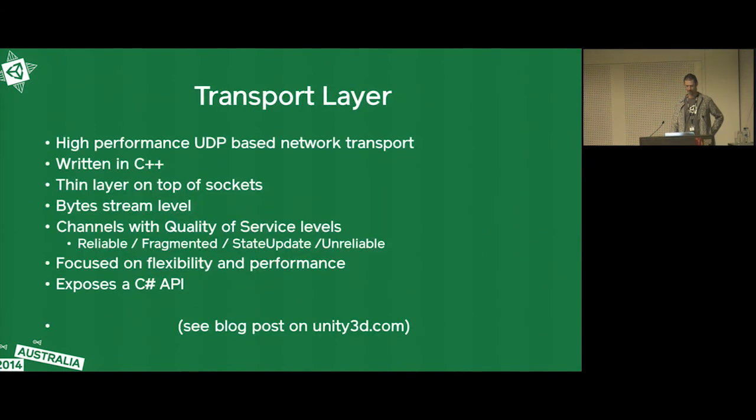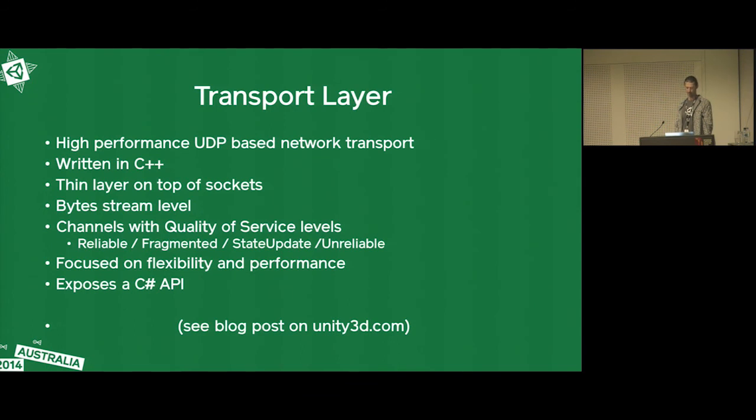So the transport layer is a brand new high-performance UDP network transport layer written in C++ and integrated into the Unity player. It's a socket-like API. It deals with buffers of bytes. It doesn't deal with network packets that it understands. This is just for moving bytes across the network. Although, unlike a low-level operating system socket layer, this layer has different levels of quality of service. So you can have reliable transmission. You can have transmission where only the last packet should arrive. You can have unreliable transmission.